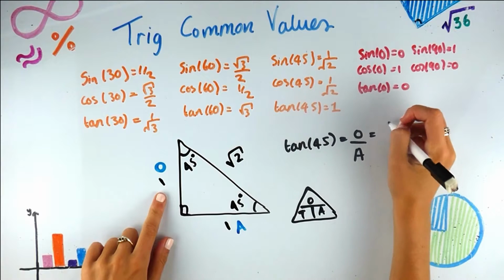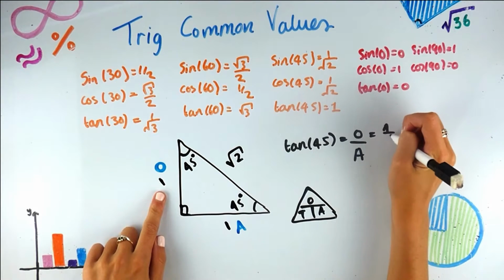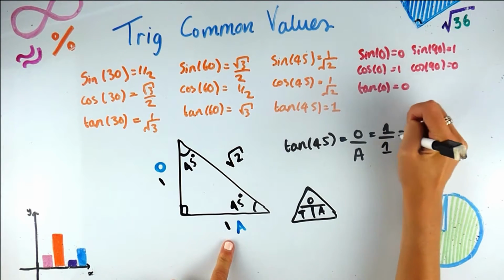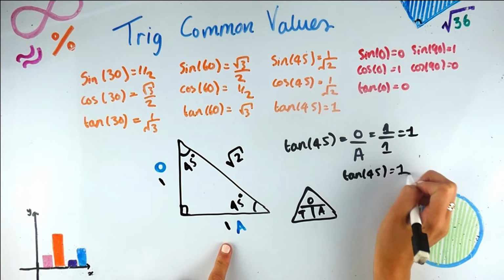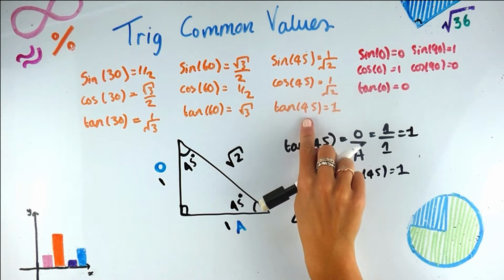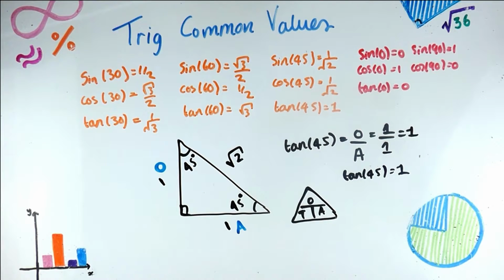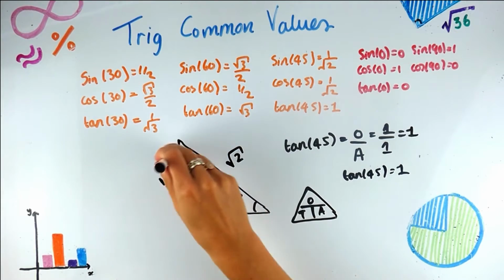So that is going to be 1 opposite over 1 adjacent, which equals 1. So tan 45 equals 1, which is confirmed there. We can try it for a different one if you want, just to get good practice.